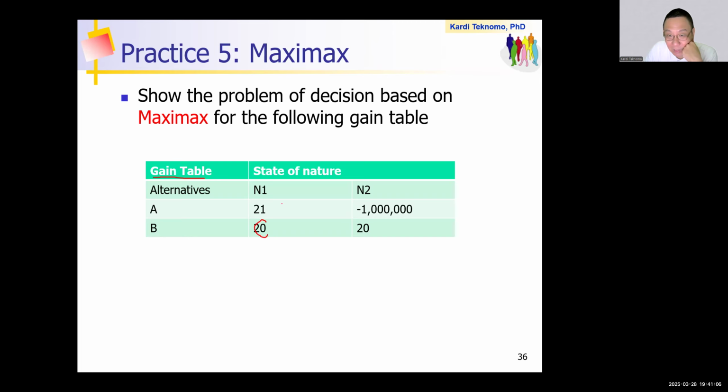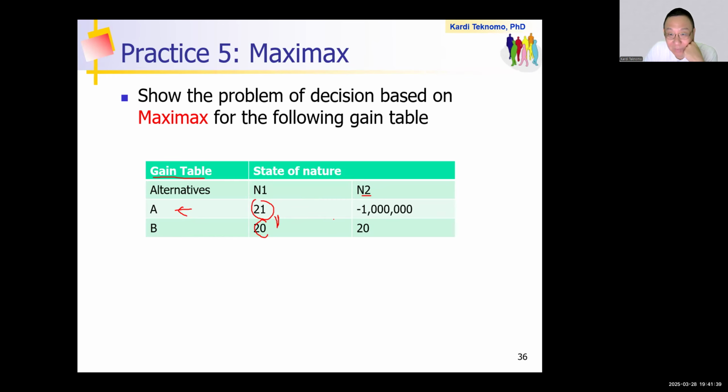20 and 21. Oh, the max is 21, isn't it? Not 20, yeah. So you will choose alternative A, right? But this is very dangerous. You see, if the condition is unfavorable to you, compared to this, the difference is only one. But if the condition is unfavorable to you, you will have to pay 1 million. To gain 1, you lose 1 million.